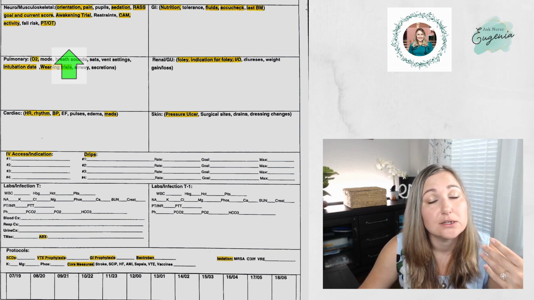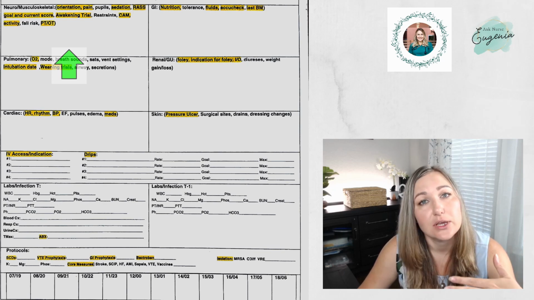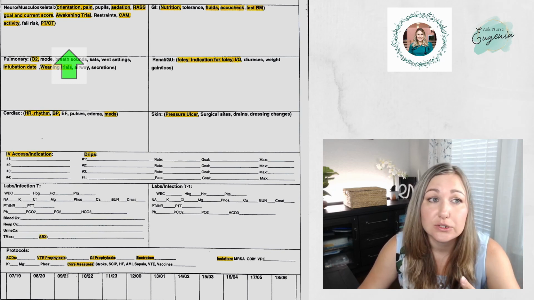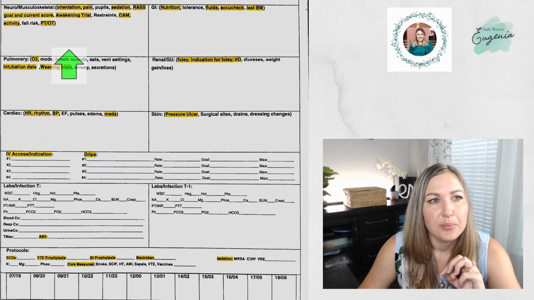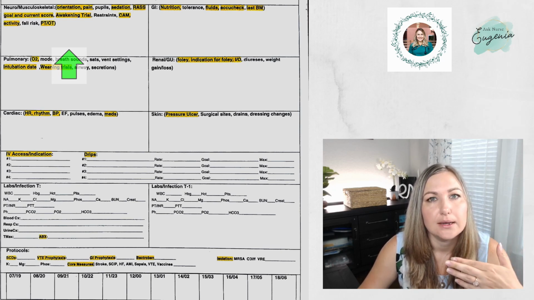Are we doing awakening trials? Are we trying to wake them up every morning to do SBTs and we're stopping the sedation, or is there an order not to do that? Restraints I put next to skin because it helps me think that I'm checking to make sure there's no skin breakdown.